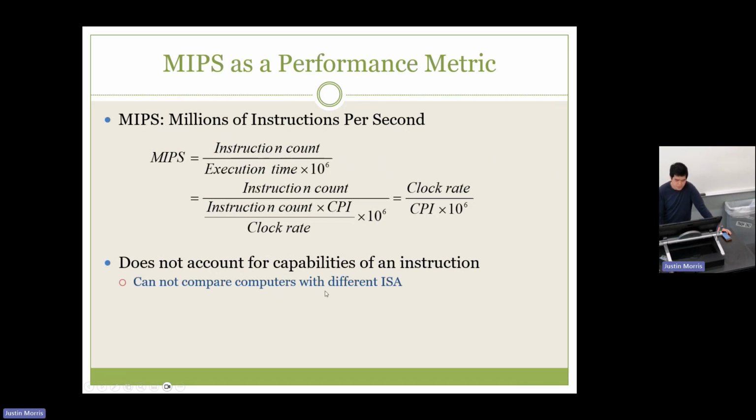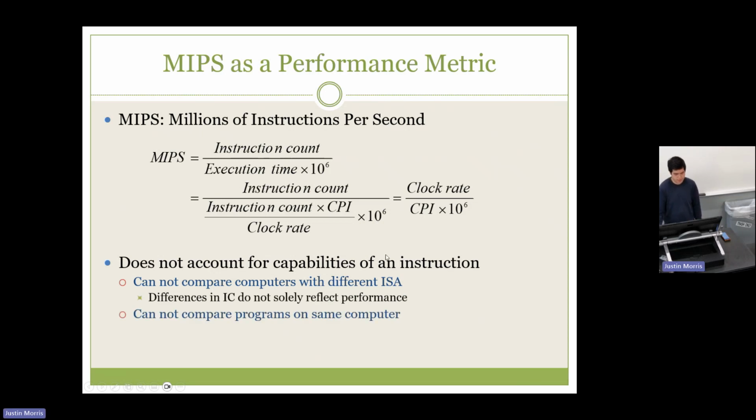So we cannot compare computers or microarchitectures that are implementing different ISAs with MIPS, because the instruction count for a RISC ISA is just going to be much larger than for a CISC ISA. And we also cannot compare different programs on the same computer, because these programs have a different instruction mix.